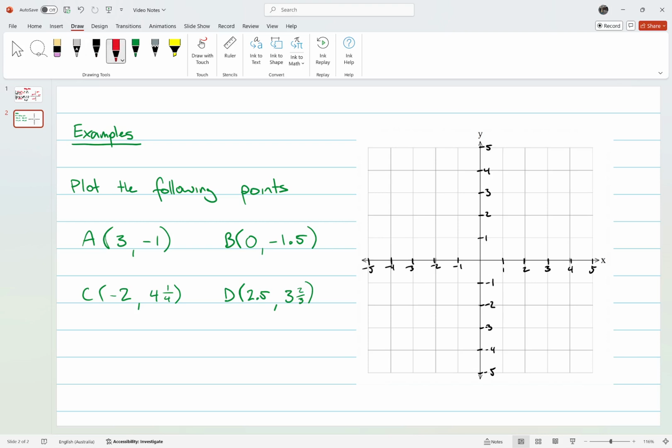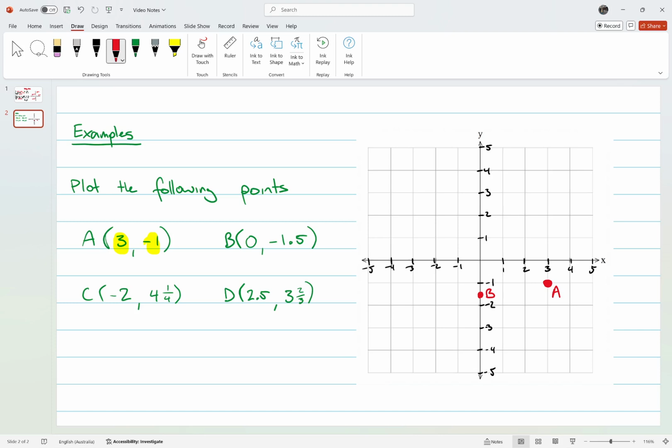So now, just plotting these points, starting off with A, we want to go 3, starting at the origin, we're going 3 across and then 1 down. So (3, -1), 3 across, 1 down. Plot that point there, and we'll just label that A. B is at (0, -1.5). So 0 means we're not going left or right at all. And then we go straight down to negative 1.5. Negative 1.5 would be halfway between negative 1 and negative 2. So I'll just put it right there.